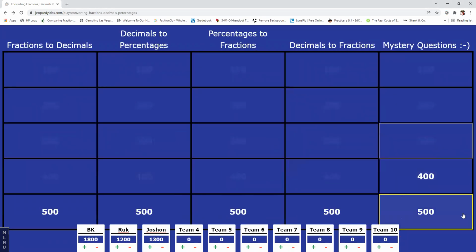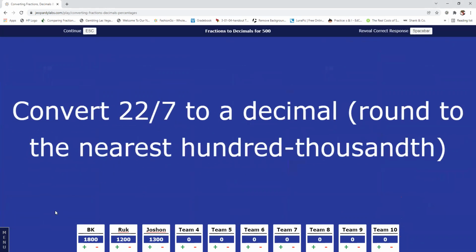All right, let's go fractions to decimals for 500. Convert 22 over 7 to a decimal, round to the nearest 100,000.